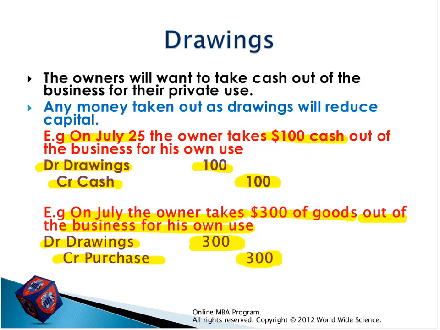Why will purchases be decreased? Because I have taken some fruits and vegetables. I have taken some goods from my business. And these goods, like the vegetables or fruits, are all the purchases of the company, right? The company purchases from other suppliers to sell it. So it will be a decrease. And I show it on the credit side.